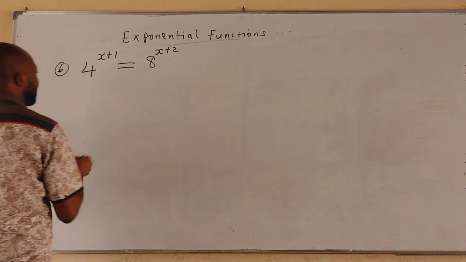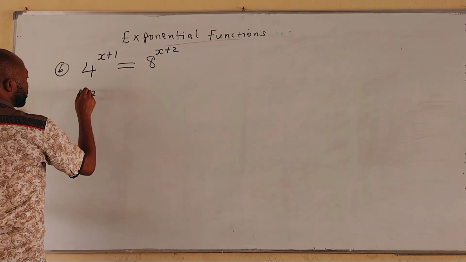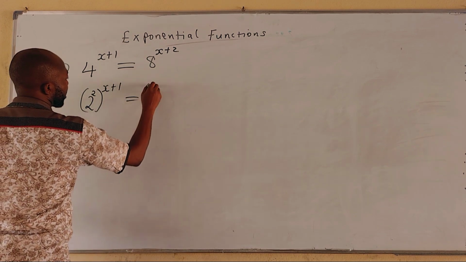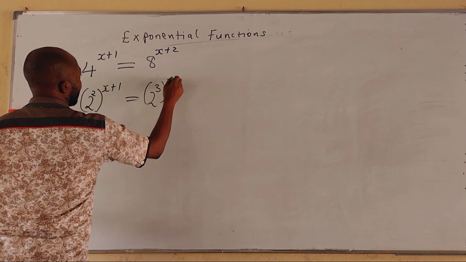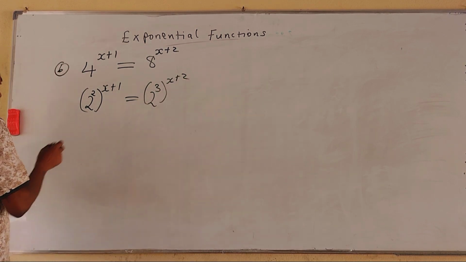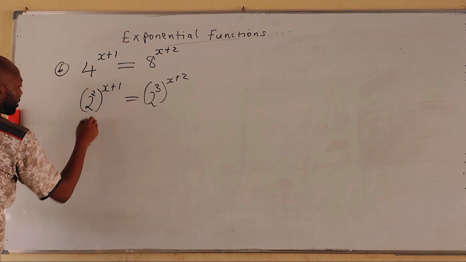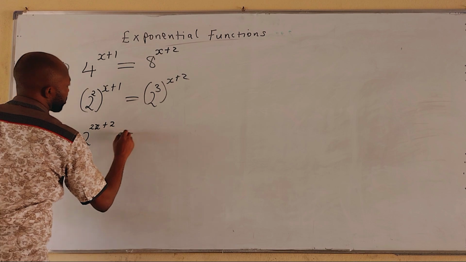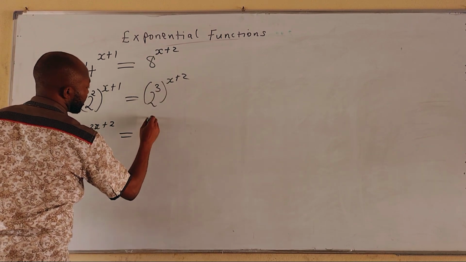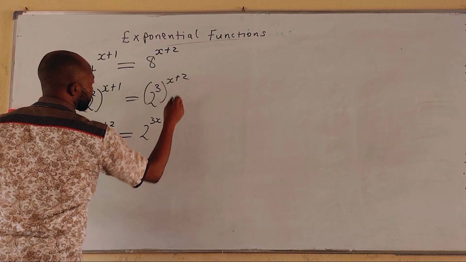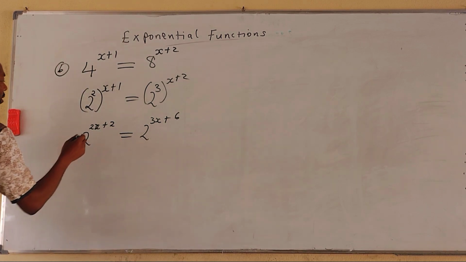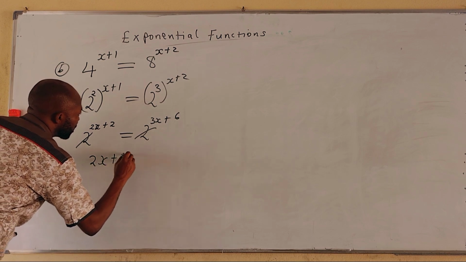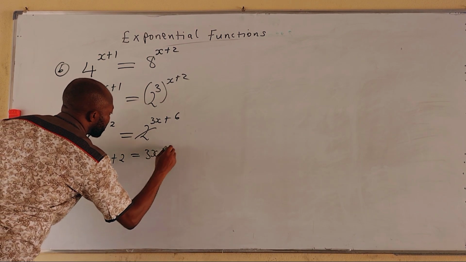Bring them to the same base. This becomes 2 raised to the power 2 x plus 1 is equal to 2 raised to the power 3 x plus 2. Powers law, you multiply. This is 2 raised to the power 2 times x is 2x, 2 times 1 is 2, is equal to 2 raised to the power 3 times x is 3x, plus 3 times 2 is 6. I can cancel this. I have 2x plus 2 is equal to 3x plus 6.